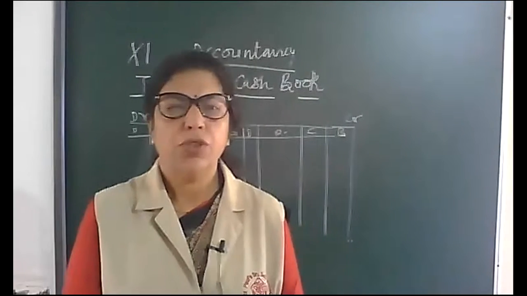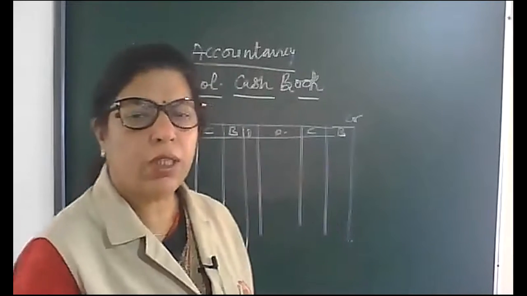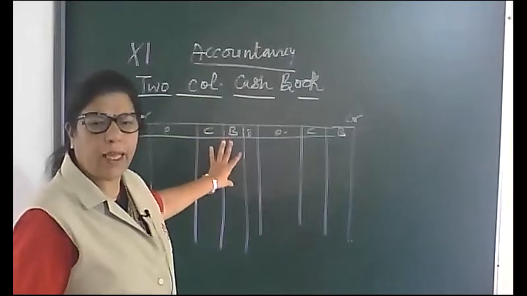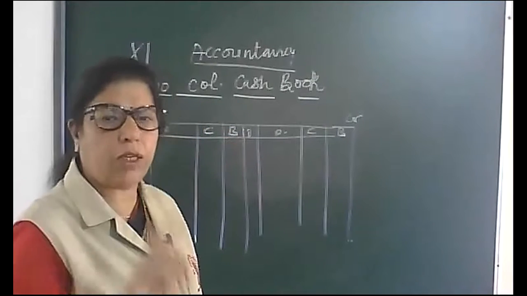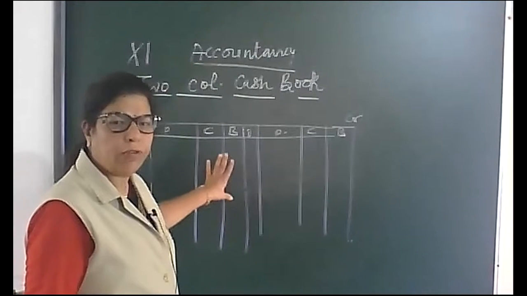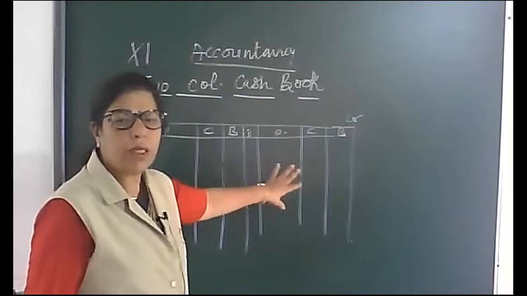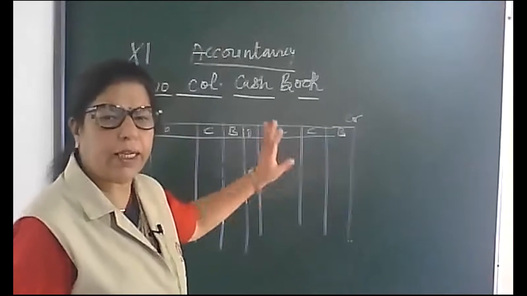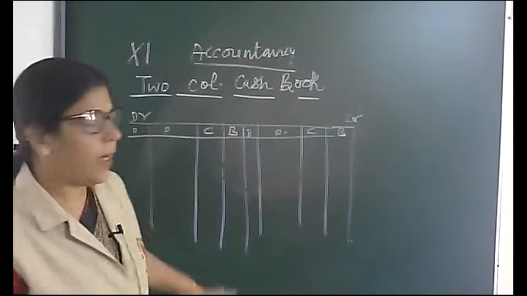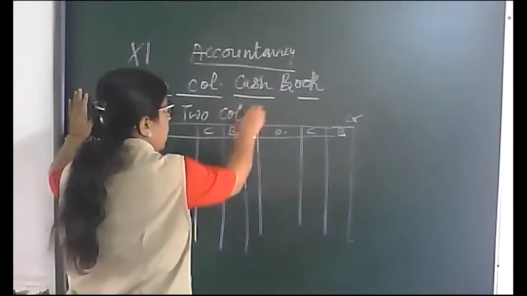Okay. So two column cash book means the cash book which has two columns, and the same way as I explained single column cash book, here you have to make two columns. One is for cash, another is for bank. Same in credit side. One is for cash, another is for bank, and here you will write two column cash book.